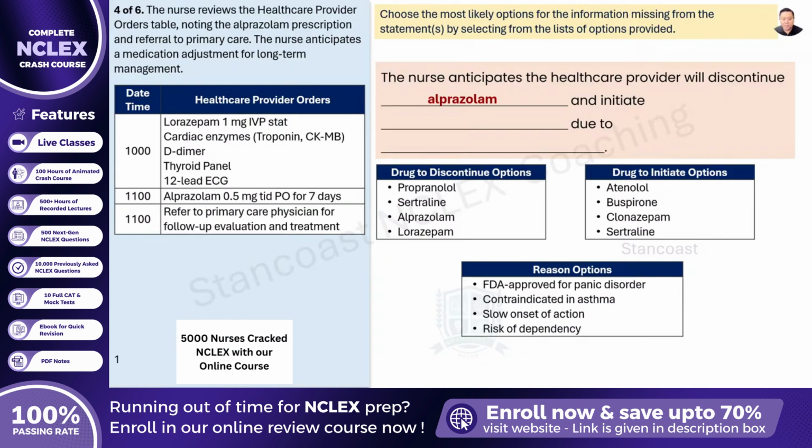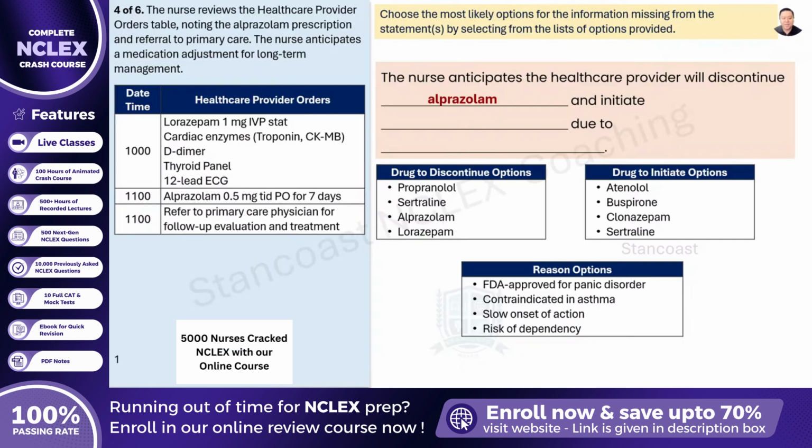So, as a nurse here, your role is to recognize when a medication is no longer appropriate, and you need to anticipate that the provider will want to taper and discontinue it in favor of a safer long-term medication like the one that we'll be talking about. So, when you select alprazolam here, this is actually prioritizing patient safety and also preventing addiction. So this should be your top priority.